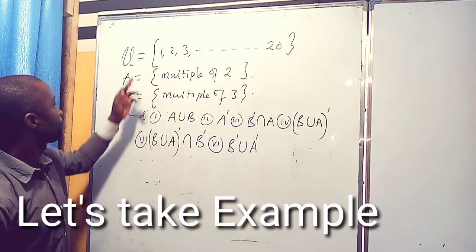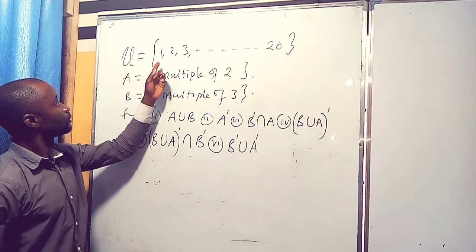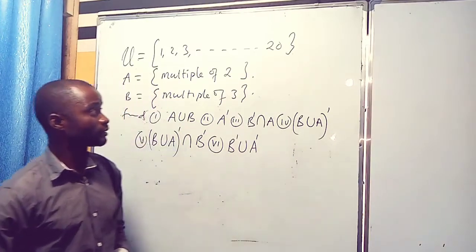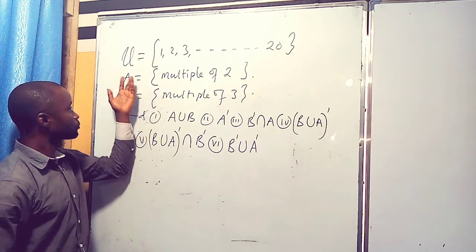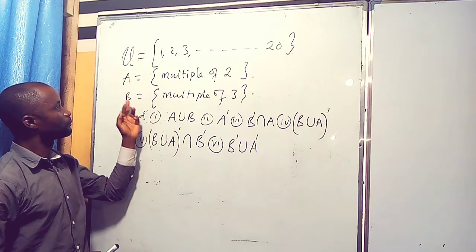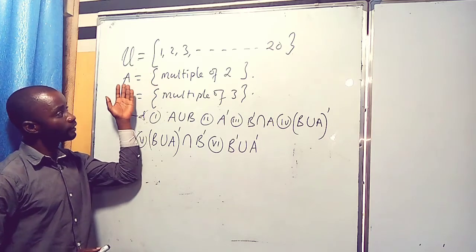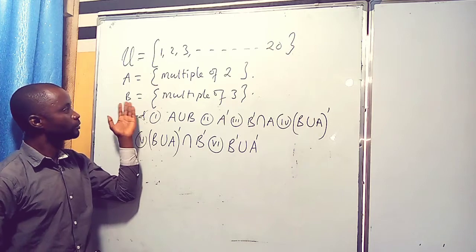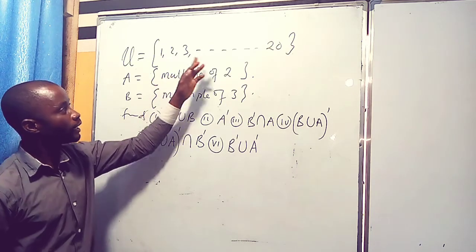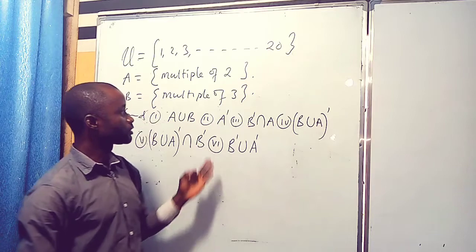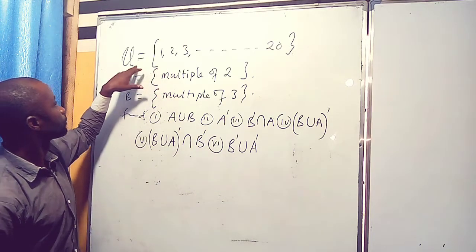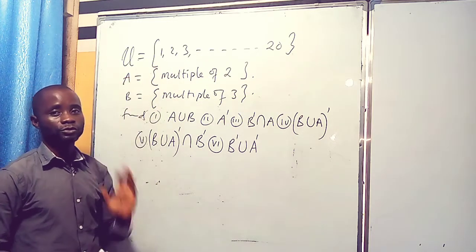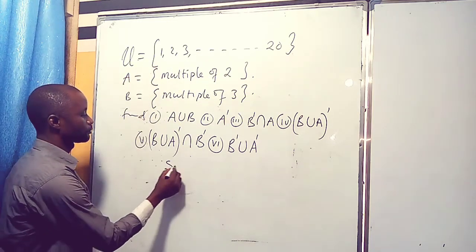For example, you have the universal set given as 1 to 20. That's your universal set. And then we have two subsets here, A and B. The elements in subset A are the multiples of 2 between 1 and 20, and B, the multiples of 3 between 1 and 20. Before you proceed, let's first list all the elements that are present in the universal set and the two subsets. That is the solution.